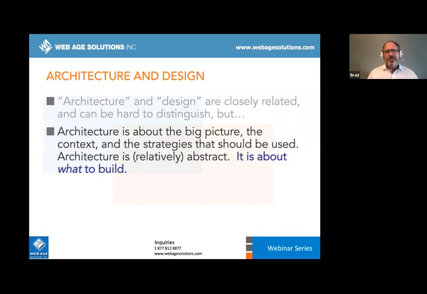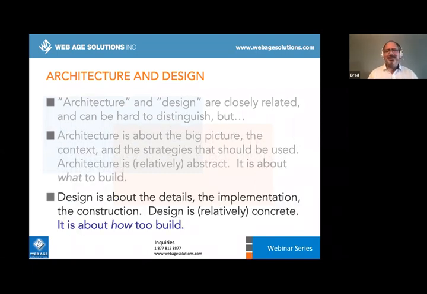But in general, architecture is supposed to be about the big picture, the context, the strategies that should be used in a solution. Architecture is relatively abstract, and the word relatively is important. It's not got an absolute distinction. It's relatively abstract. Maybe the best way of saying this is architecture is about what to build. There we go. Design is more about the details. It's more about the implementation, the construction. Design is relatively concrete. Design is more about how to build.